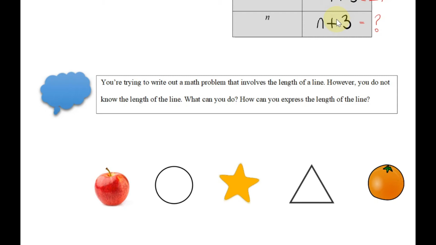Okay, one difficulty with math problems is that you can't get started if you're not given all the numbers for a problem. When you write out a problem, you often need to include unknown numbers, which means you have to use a letter or a symbol to stand in for an unknown number until you figure out what it is. You did this before in earlier grades, remember? By using different symbols such as an apple, a circle, a star, or a triangle, or an orange.